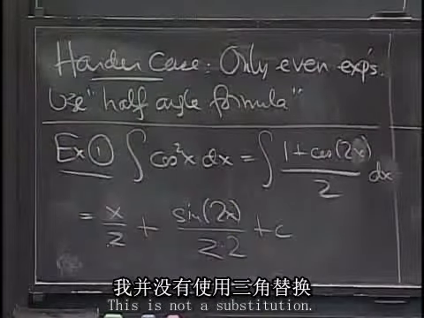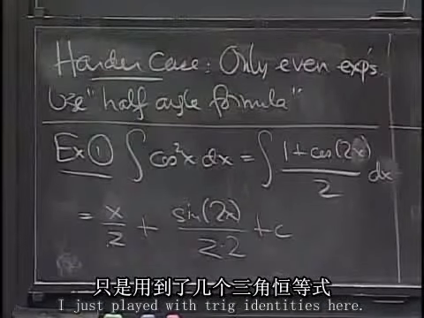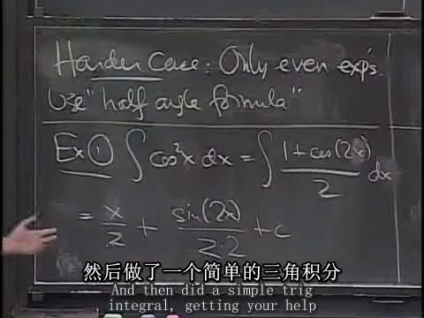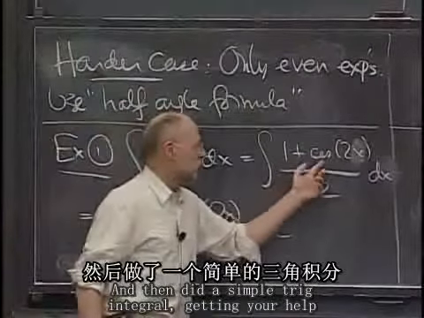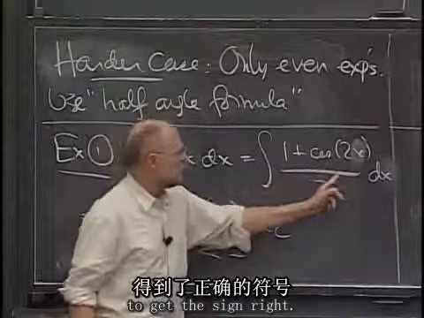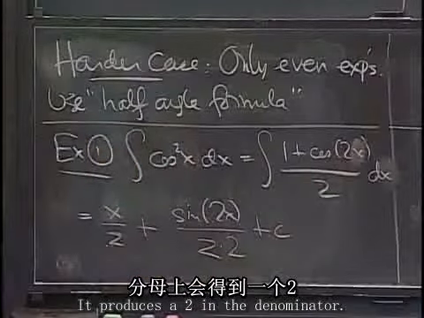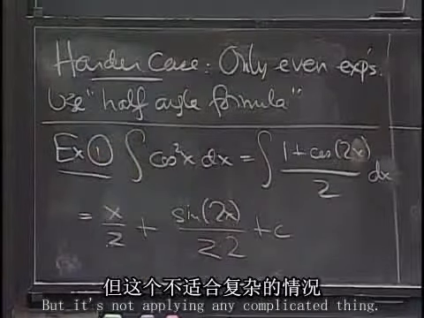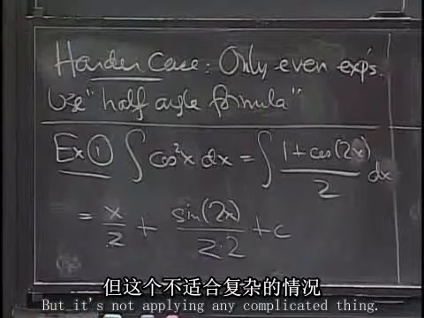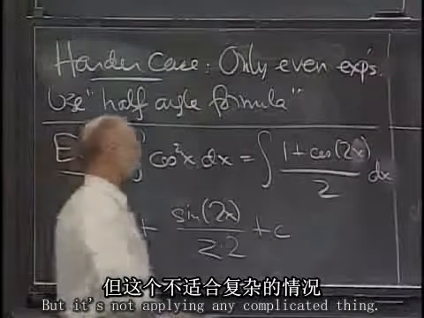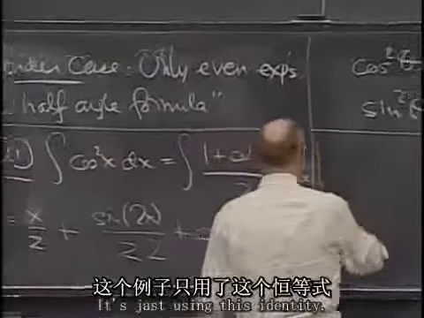This is not a substitution. I just played with trig identities here and then did a simple trig integral, getting your help to get the sign right, and thinking about what this 2 is going to do. It produces a 2 in the denominator. But it's not applying any complicated thing. It's just using this identity.